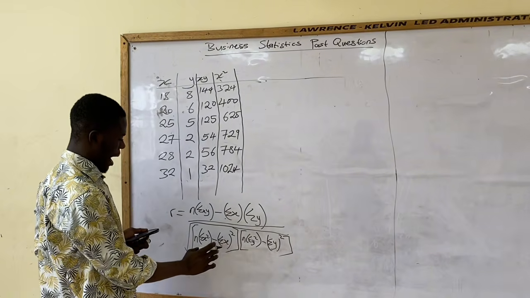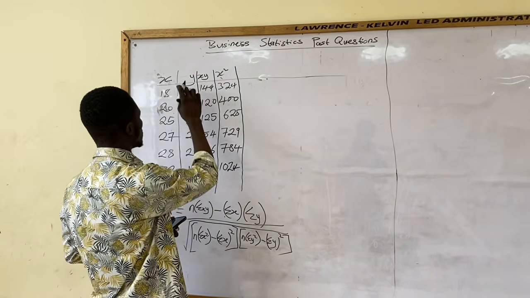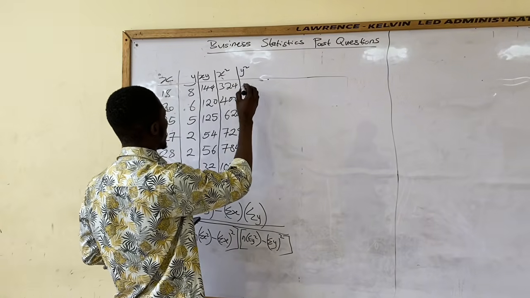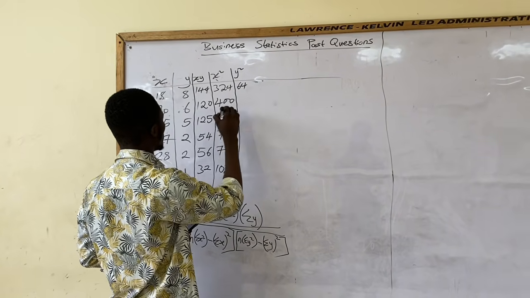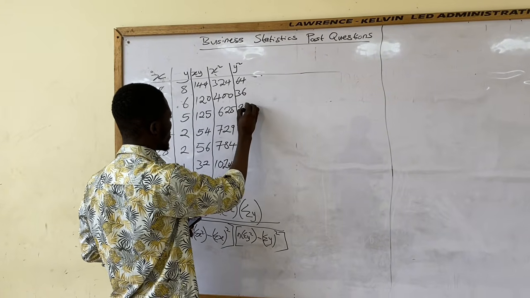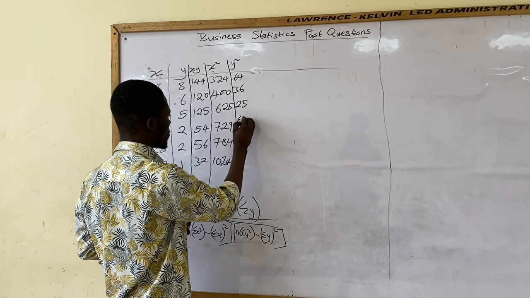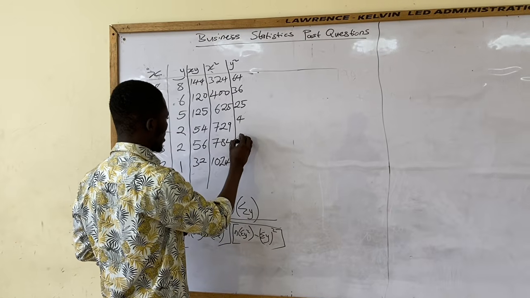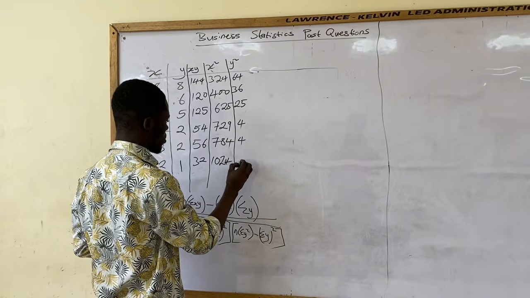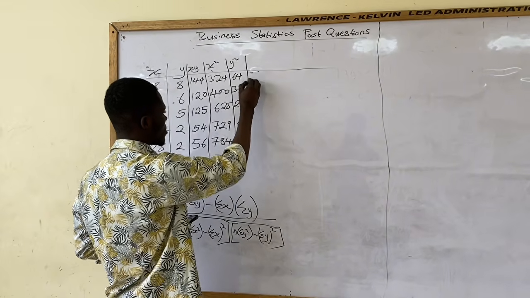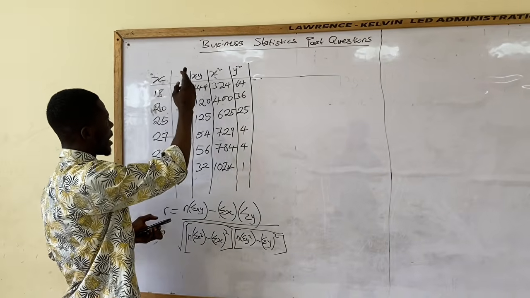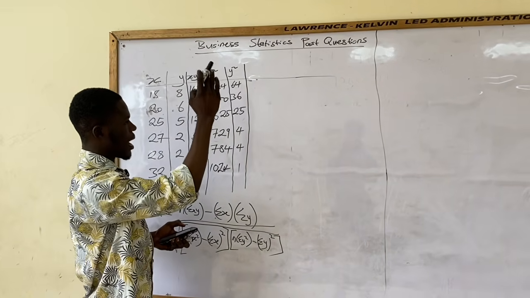Let's look at our y squared. Let's square these. 8 squared will give us 64. 6 squared will give us 36. 5 squared will give us 25. 2 squared will give us 4. Another 2 squared will give us 4. Then 1 squared will give us 1. We are done with our xy, x squared, and y squared.